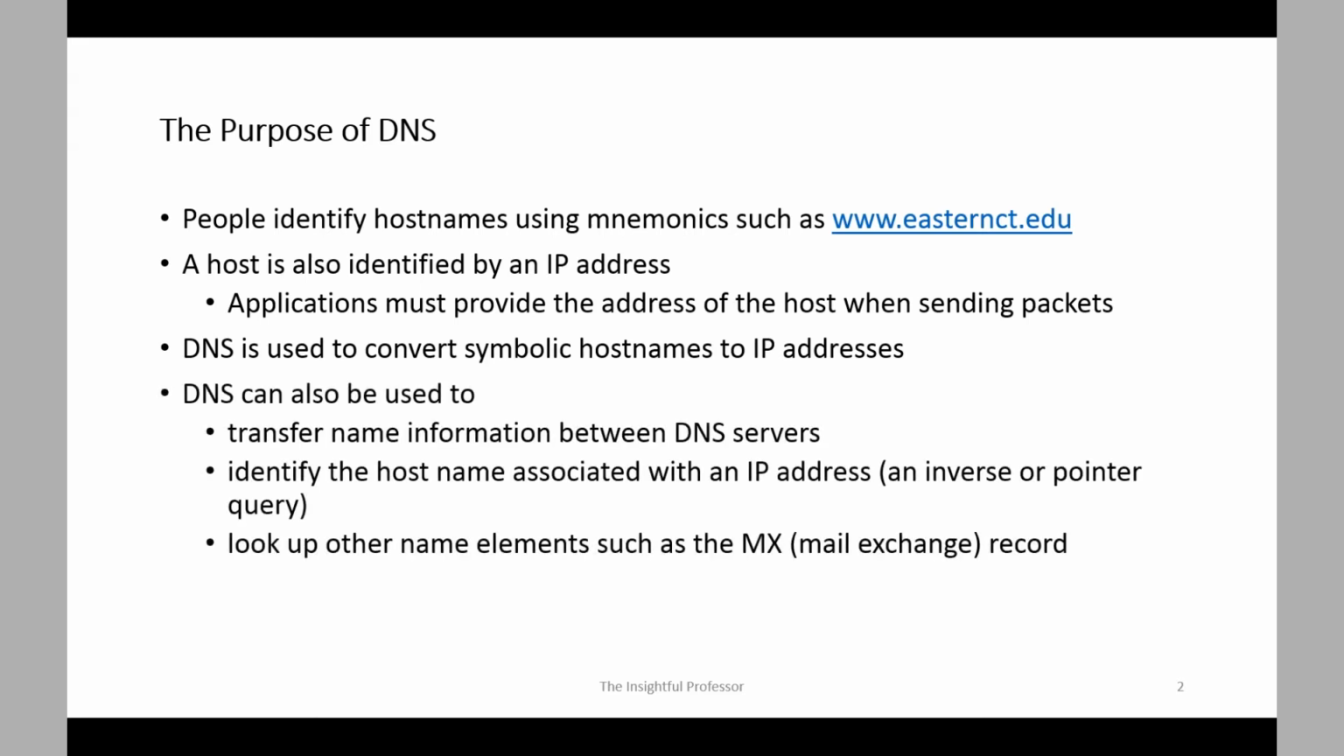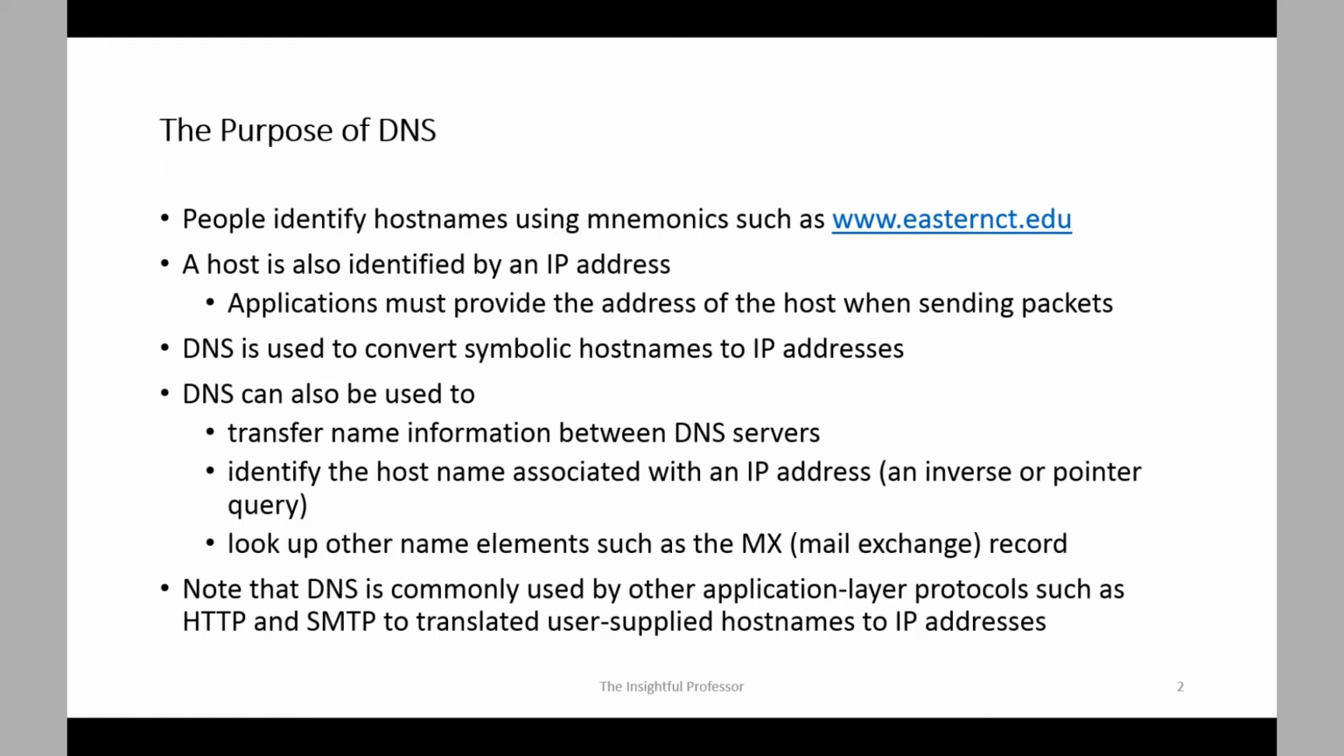But DNS can do other things. It can also be used to transfer information between DNS servers, to identify the host name associated with an IP address, kind of the reverse of what we just mentioned, an inverse or pointer query. It can also be used to look up other name elements, such as the mail exchange record. Note that DNS is commonly used by other application layer protocols, such as HTTP and SMTP, and the purpose is to translate the user-supplied host name to an IP address.